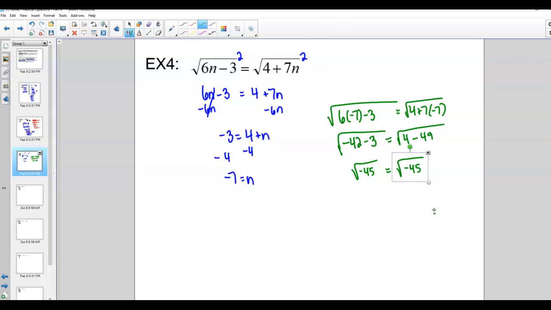However, this is a question that came from our textbook, and our textbook says that because you have the negative under the square root, that negative 7 is not actually an answer because you have that imaginary number. So they say that it is no solution, because you have that negative under the square root.